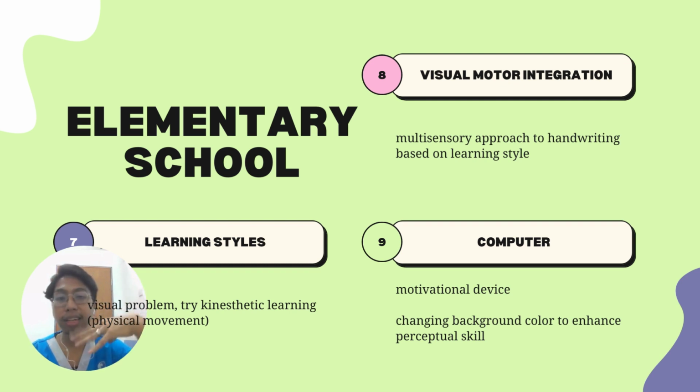And then changing the background color also helps to enhance perceptual skills. It's important to know what kind of color helps them to focus on learning. For example, if you want to read notes, but with a white background color, you feel more headache and overwhelmed. So what kind of color helps them to just focus on the notes that they need to read?